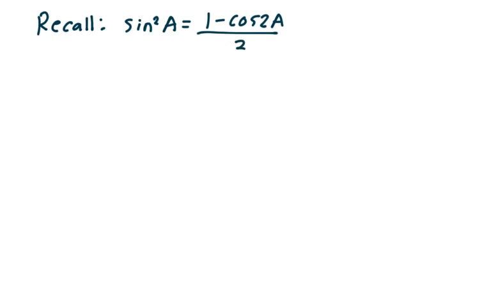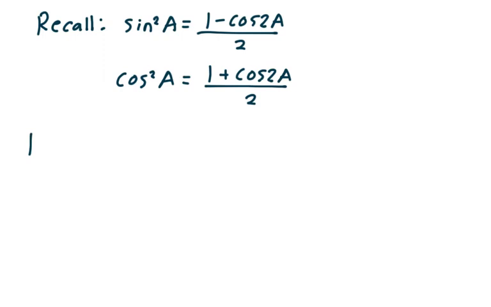Recall, sine squared A is (1 minus cosine 2A) divided by 2. That was from the last video. Cosine squared A is (1 plus cosine 2A) divided by 2.